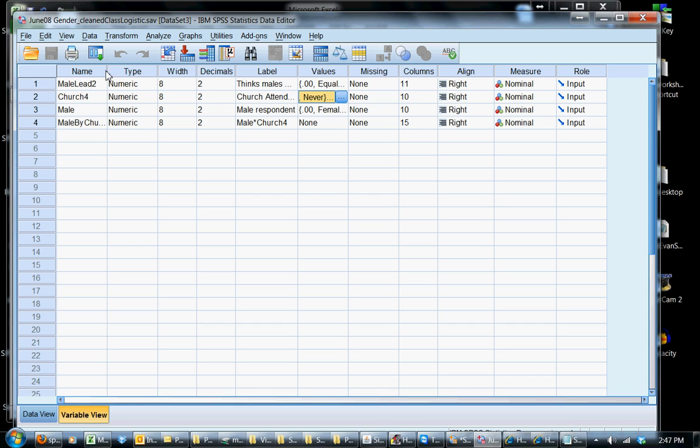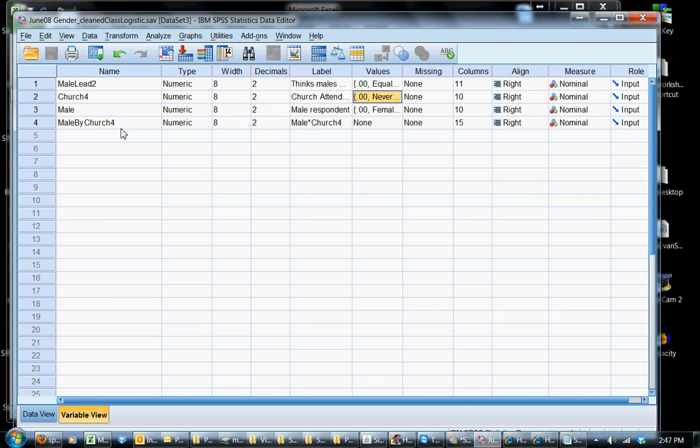And finally, I've got an interaction term here, male by church 4. What this assumes is that there may be a separate effect between males and females based on going to church or not. If this was statistically significant, what we'd say is, males who go to church more frequently are more likely than males otherwise to think that males, generally speaking, make better political leaders.